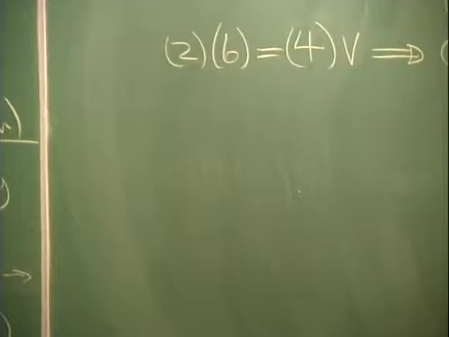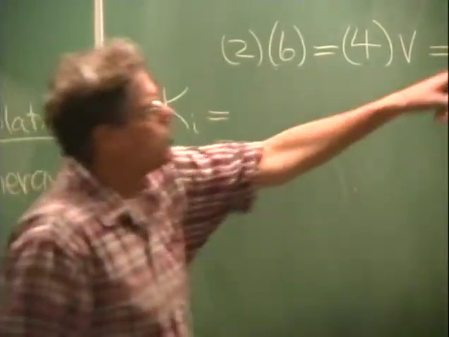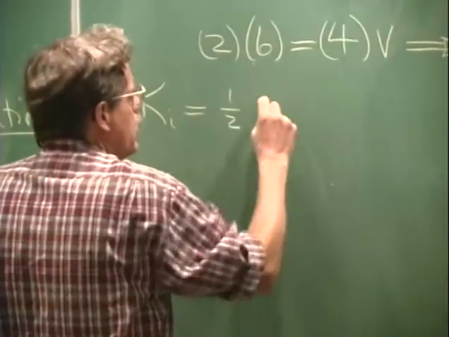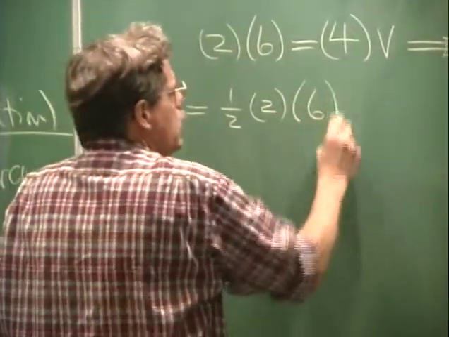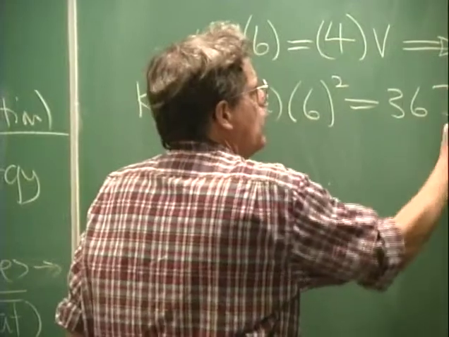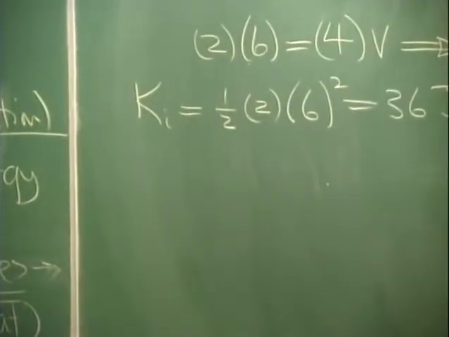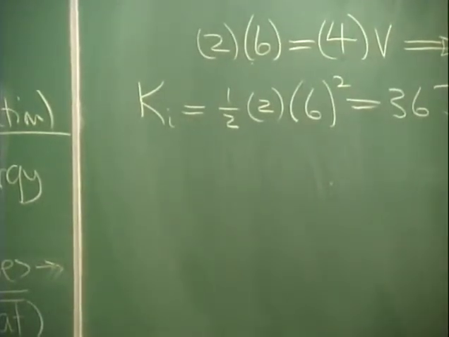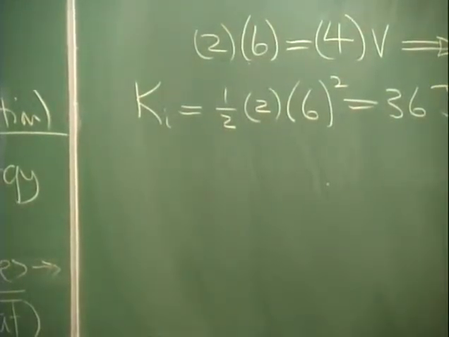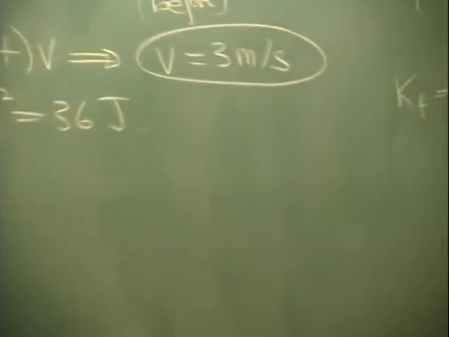I want to explore what happened to kinetic energy in this case. K initial, well, this one doesn't have any kinetic energy, it's just sitting there at rest. K initial was 1/2 the mass, 2, times the velocity squared, 6 squared. The 2's cancel, and I get 36 joules. That was the initial kinetic energy in this problem. What's the final kinetic energy? Kf is 1/2 the mass, which is now 4, times the velocity, which I just calculated is 3, squared. That's 2 times 3 squared, 9, is 18 joules.